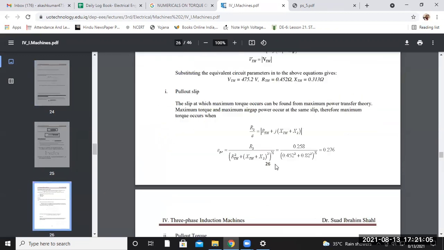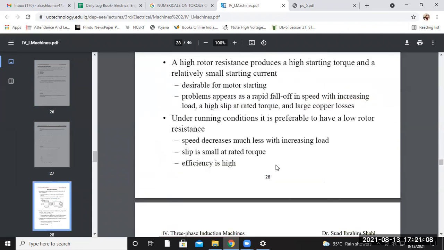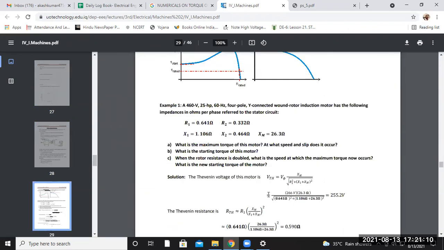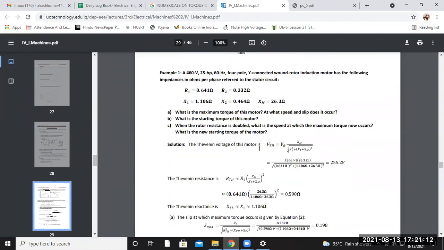So first we have to find the value of VTH. Accordingly, once we have VTH, we can find the value of the starting torque. For finding VTH, we use this formula: VTH equals V phi times XM, where V phi is the supply voltage and XM is the magnetizing reactance, divided by the square root of R1 squared plus (X1 plus XM) the whole squared, where R1 is the stator resistance.